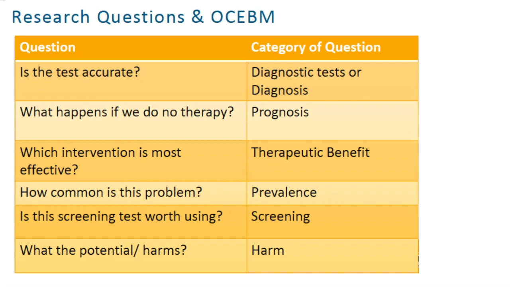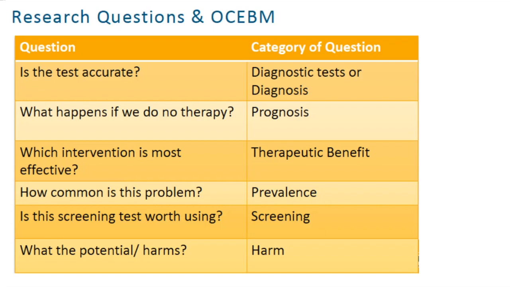Okay, what happens if we do no therapy? That's another type of study, more of a prognosis study. This third question is the one that we're really going to hone in on today and through your midterm, which is asking which intervention is most effective, or if this intervention is more effective than another one, if you wanted to look at it in terms of a PICO. And that's a therapeutic benefit. That's a lot of the research studies that you're going to be looking for and finding, these types of intervention studies, especially for OT and PT.